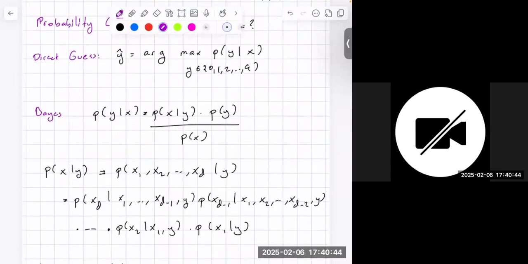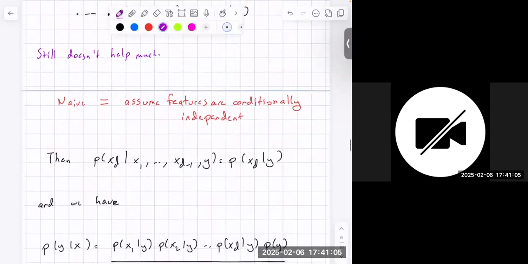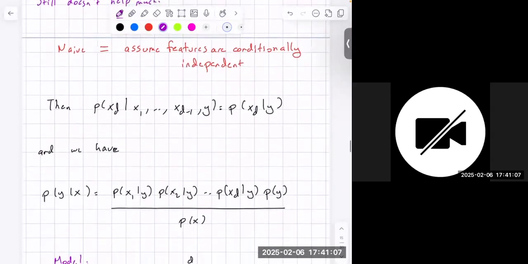And now you could also do this one by one in the following sense. You're talking about all d features conditioned on y. You could start with the first one, and when you got the first one, the second one conditioned on that, and so on. You could go that way too. But this is still very cumbersome. Still doesn't help much. Now here, what does naive mean in this algorithm?